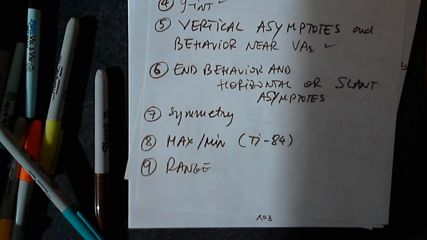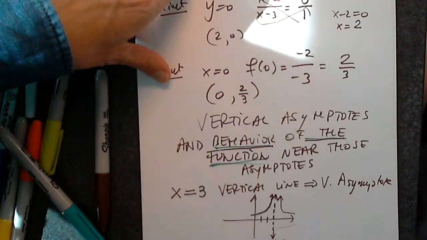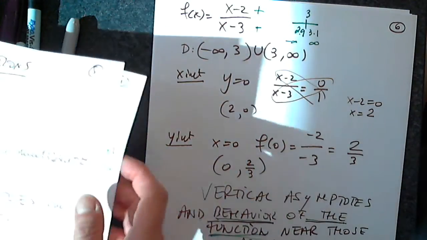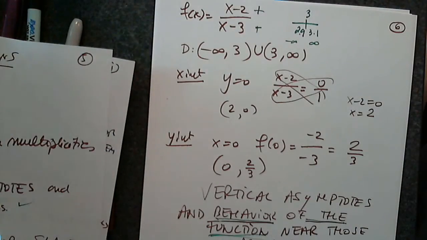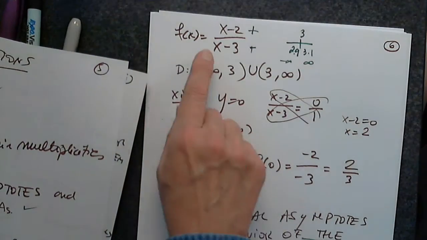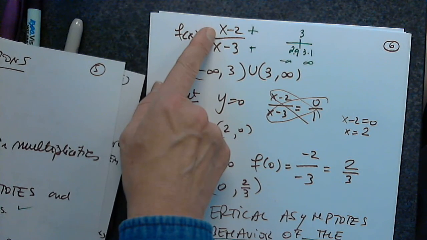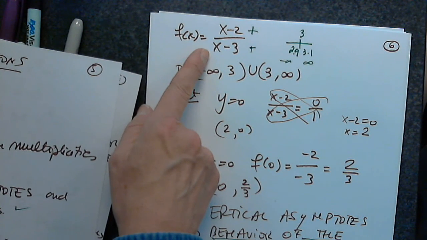Type 1 does not have slant. Type 1 only has a horizontal, and the horizontal asymptote is determined from the leading coefficient of the top divided by the leading coefficient of the bottom. So what is the leading coefficient of the top in this problem? 1. And I'm going to put this in writing for you in a minute. What is the leading coefficient of the bottom?